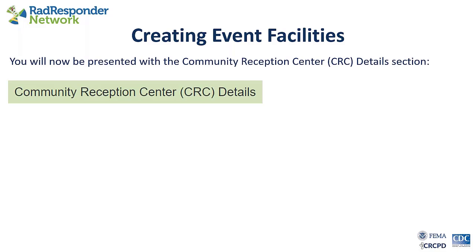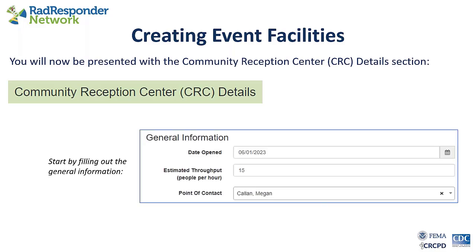But once you go through it once when you're creating the facility, you don't have to do it for each subsequent data entry when you're entering population data to associate with that CRC. So the first section is general information, and you'll fill out any of the fields that are not required or are required. It's really up to you and how much information you want your CRC to have.